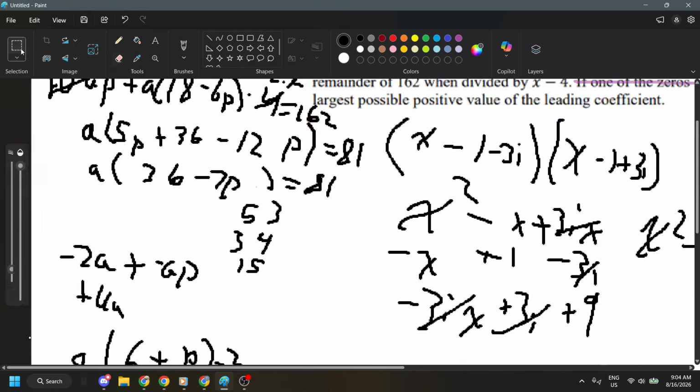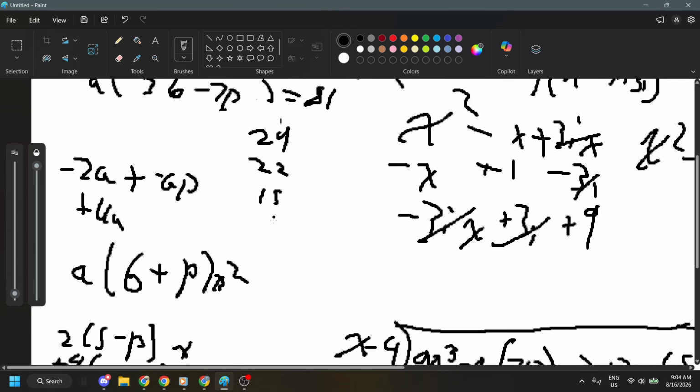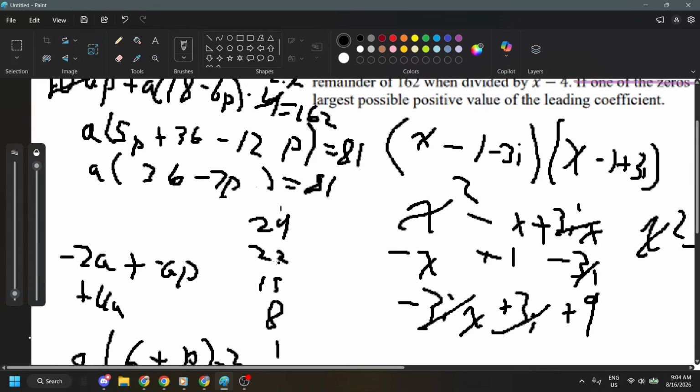So when this is 1, we get 29, then we get 22, then we get 15, then we get 8, then we get 1. So this can in fact be 1. This goes to 1 because p equals 5. Then a is equal to 81. So our answer is 81.